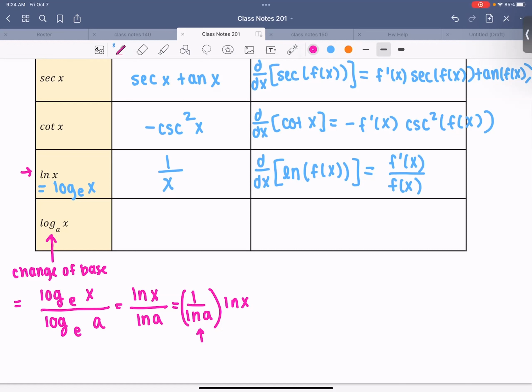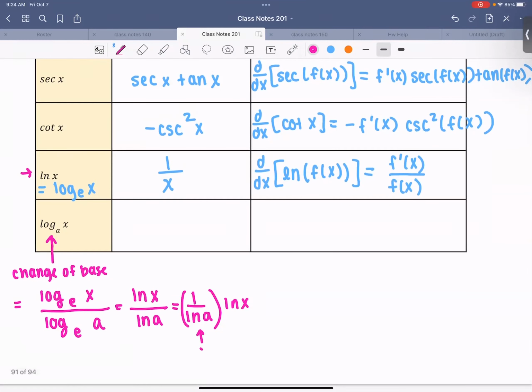Now, you did say product rule, which would work with a constant, but what is 1 over ln a? It's just a number, right? 1 over ln a is like 2 or pi or -5. This is a constant. So 1 over ln a is just something that I'm multiplying ln x by. What do you think the derivative of log base a of x is now?